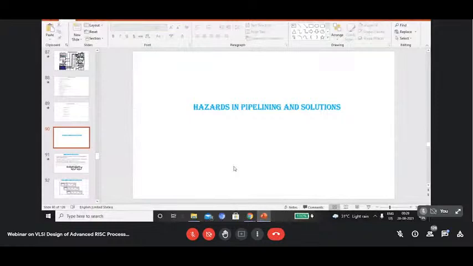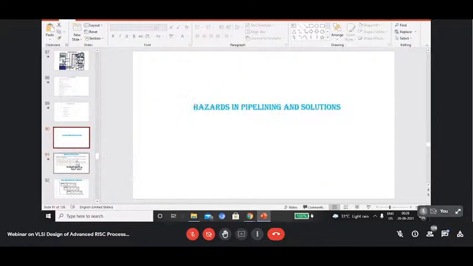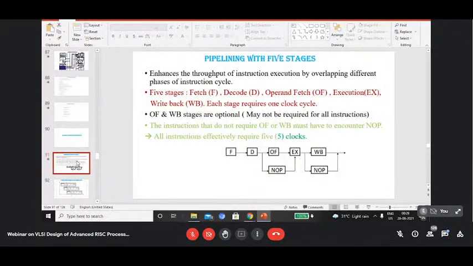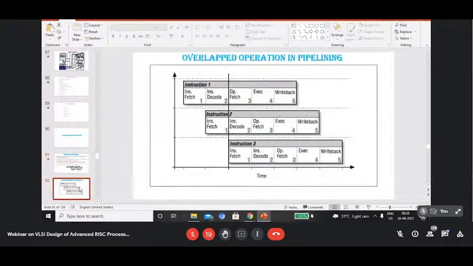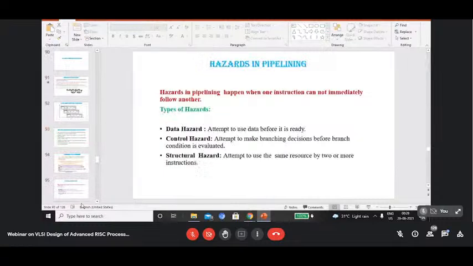It's extremely difficult to cover the design of a RISC processor in 2 hours, but still, I will briefly discuss what the hazards in the pipeline are. Pipelining, I have already discussed. So there are 3 types of hazards.